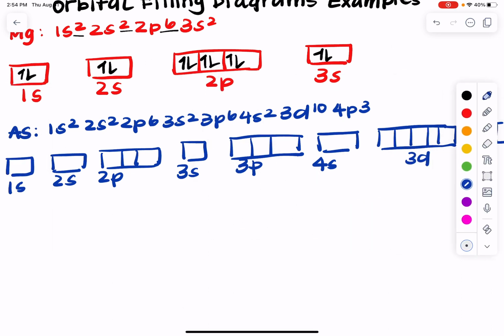So, again, we have 2, 2, 6, 2, 2, 6, 2, 10. So all of our orbitals are filled up until this point. So we've basically abided by the Aufbau principle. I'm going to fill all those in, and you'll notice that I'm filling them in according to Hund's rule, just for good practice. But you don't have to if you know that the orbital's filled.